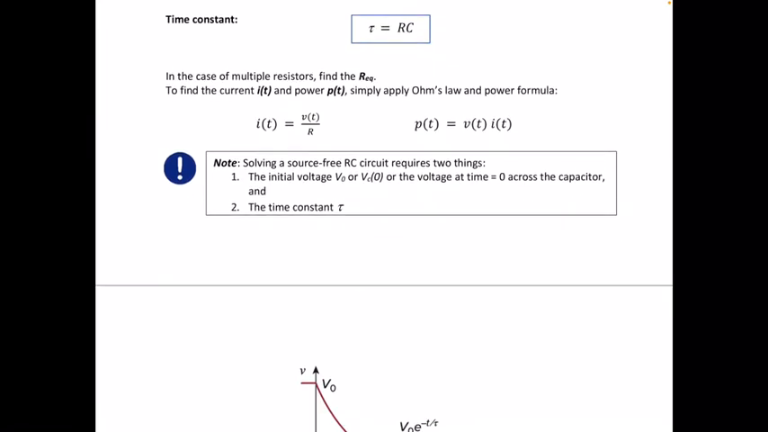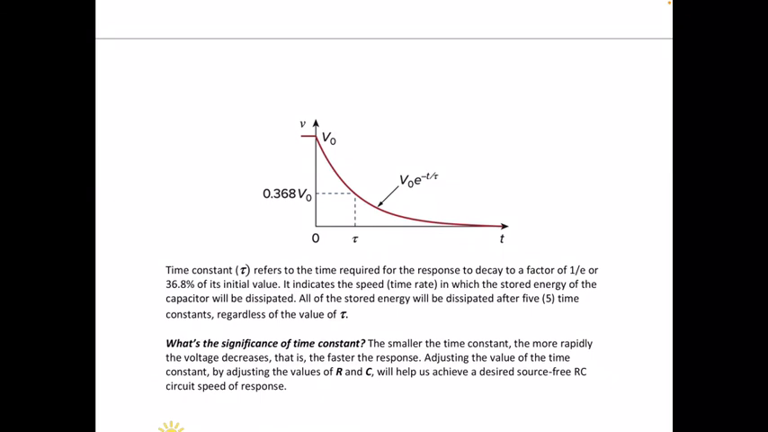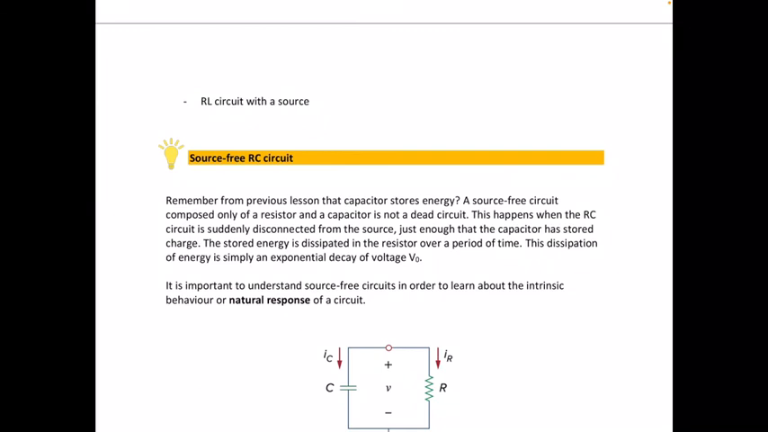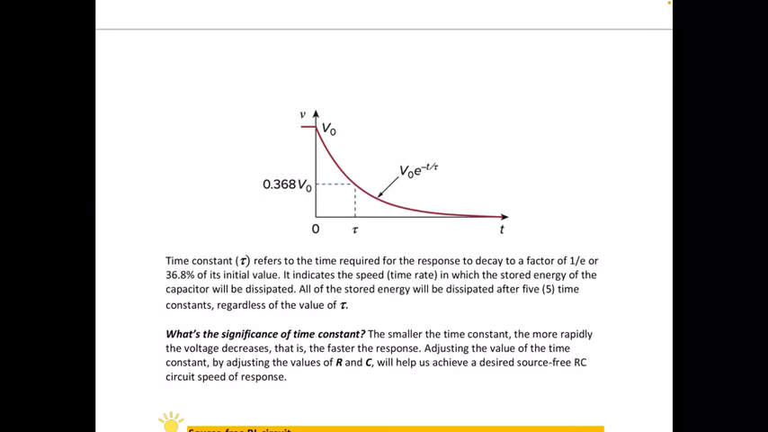So at this point, let us learn about what the time constant is about. Why do we need to calculate the time constant, or what's the significance of the time constant? Time constant refers to the time required for the response to decay to a factor of 1 over e, or 36.8% of its initial value. As indicated in this graph going down, this is what I meant when I said that the dissipation of energy is simply an exponential decay of voltage V sub 0.